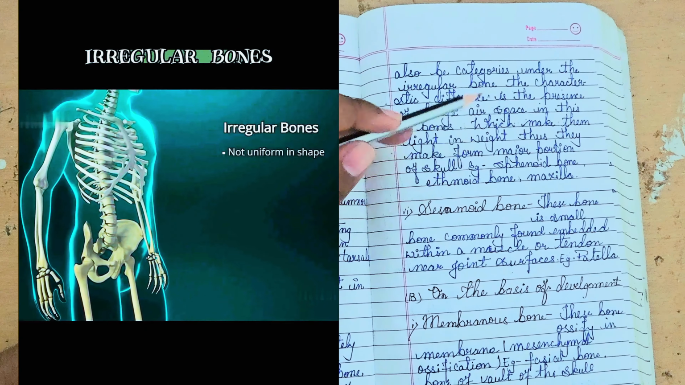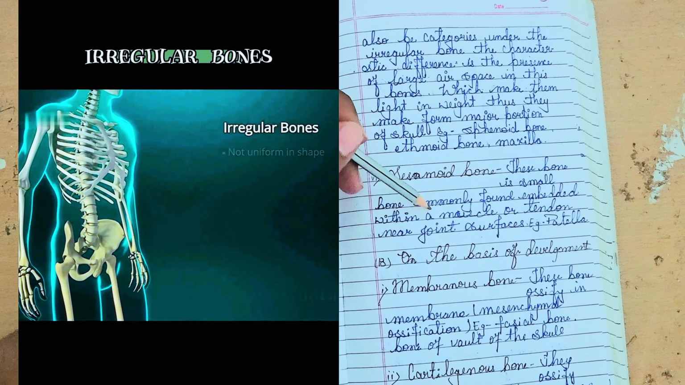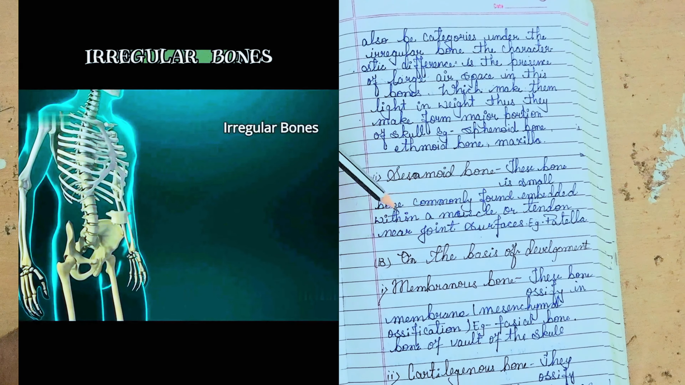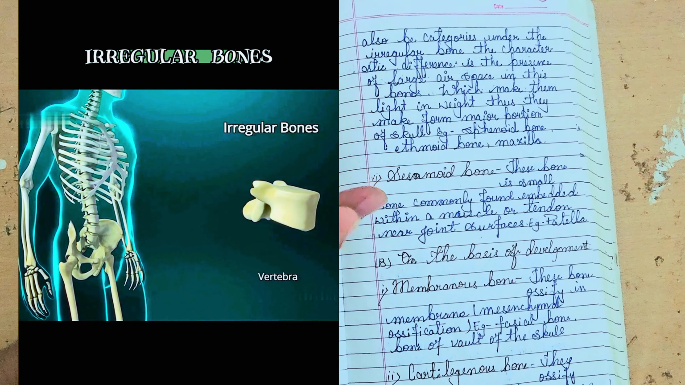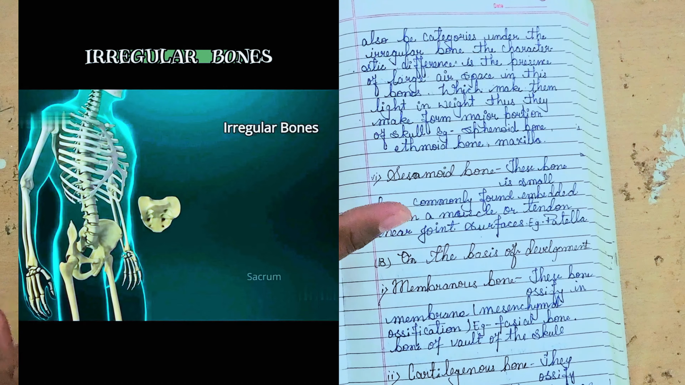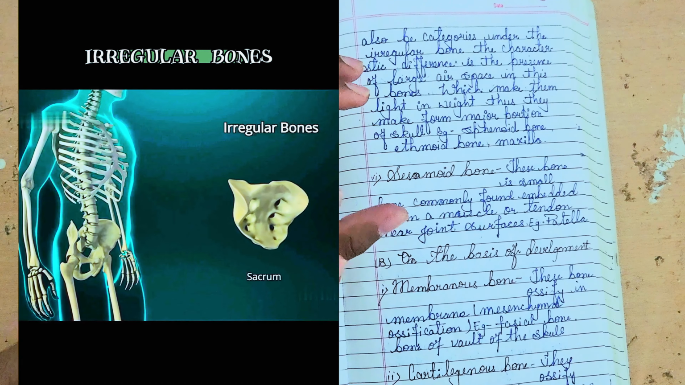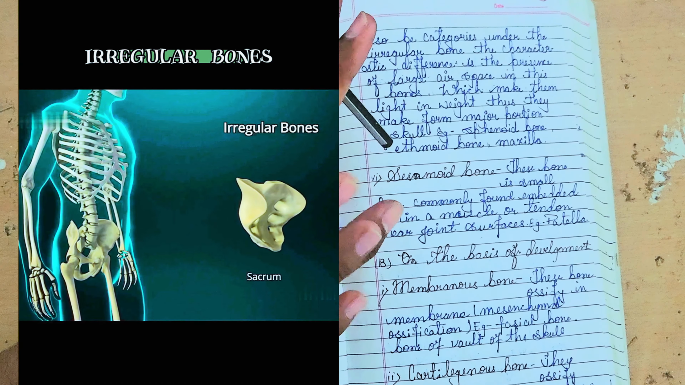So the last one is sesamoid bone. What is that? This bone is a small bone commonly found embedded within a muscle or tendon near a joint surface. It is small in size and bound by ligaments or tendon. An example of sesamoid bone is the patella.